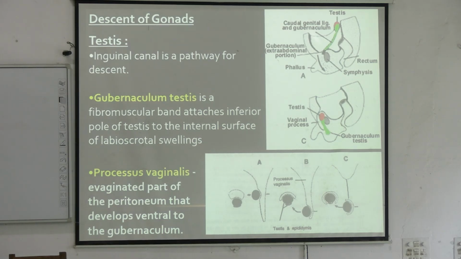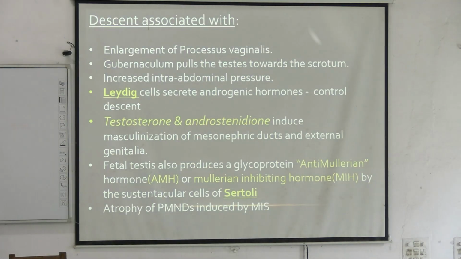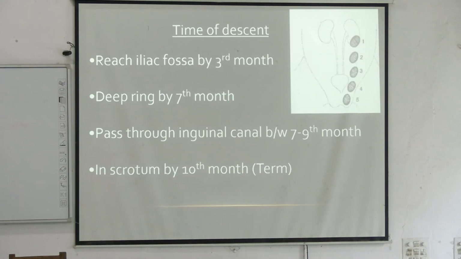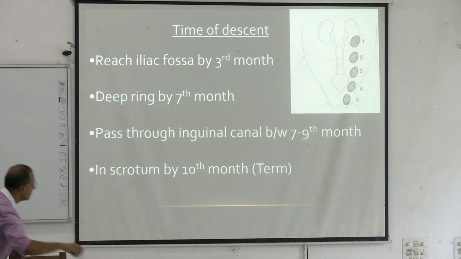So, the testicles along with this layer of the peritoneum basically move out of the abdominal cavity to this particular scrotal sac. As this movement goes on, there is a sequence to it: at 3 months, the iliac fossa; deep ring at the 7th month; 9th month, into the superficial inguinal canal; and by the 10th month or at term, it reaches this region, which we call the scrotal sac. So, this is the whole story of the descent of the testis with the time factor.